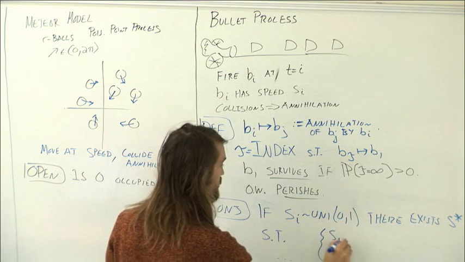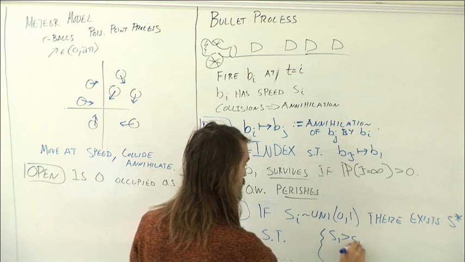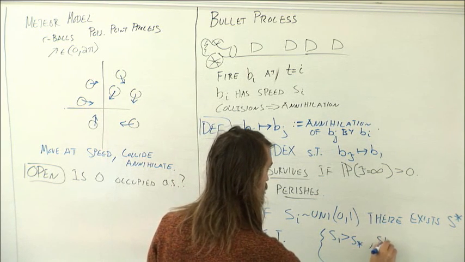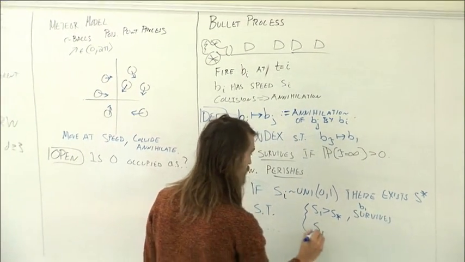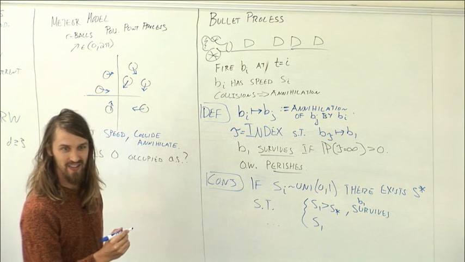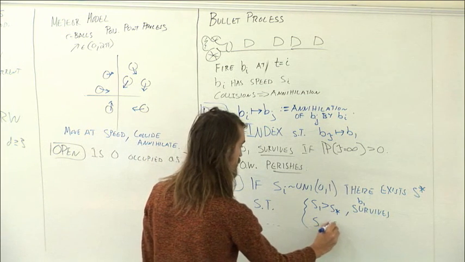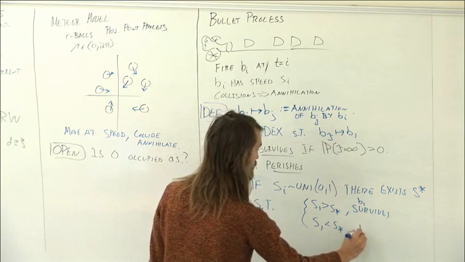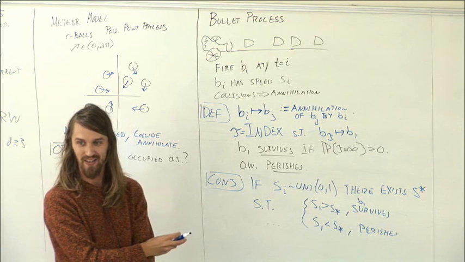Such that if the first bullet is faster than S star, we see survival. Is the conjecture only for uniform, or is it for something else? This conjecture? That's the main one. I mean, there's no reduction. The intuition is that uniform should be the hardest? Is that the intuition? It's probably just the most natural thing to look at. That's fine. Yeah, because.